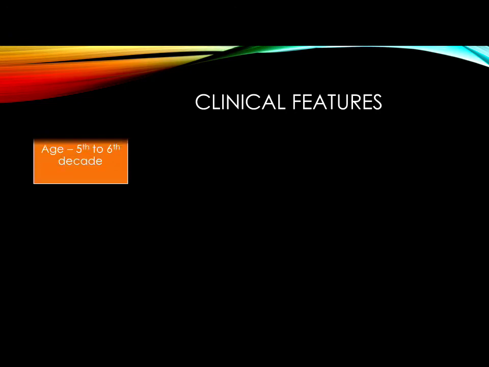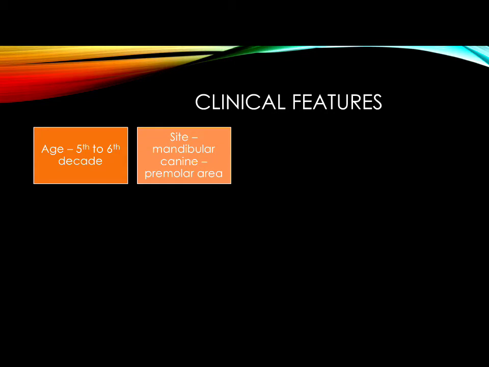Gingival cyst of adult can occur at any age, but it is most commonly seen between the 5th to the 6th decade of life. It does not have any specific gender or racial predilection and presents most commonly in the mandibular canine premolar area similar to that of a lateral periodontal cyst.